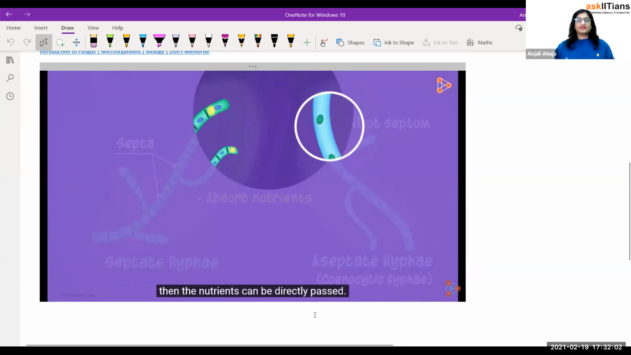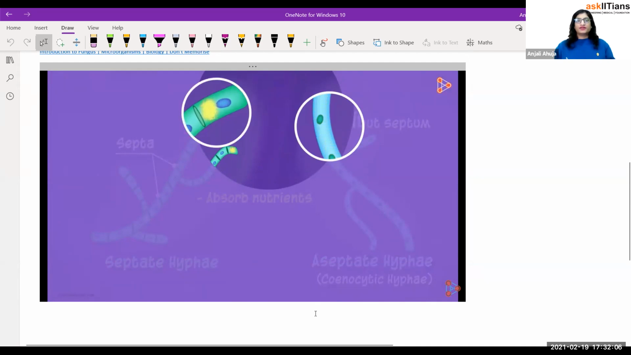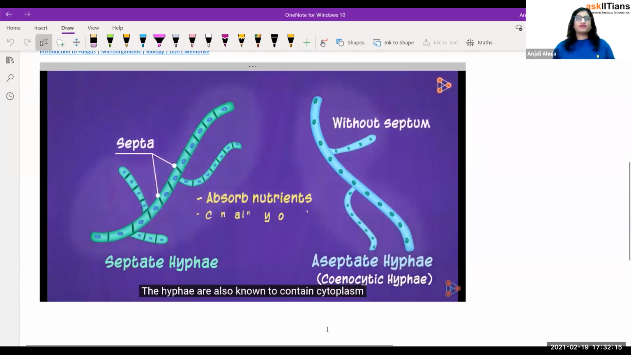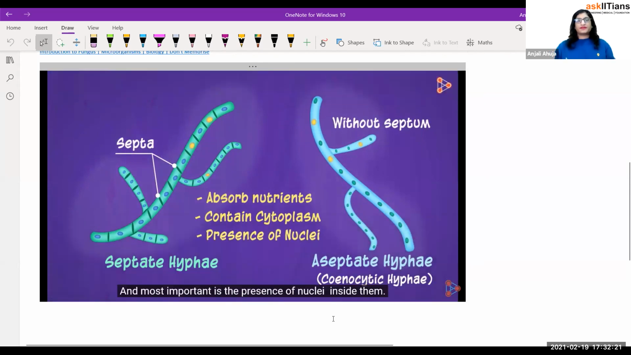So nutrients can be directly passed. However, in septate hyphae, the case is different. Septa have small pores, and the nutrients move through the pores in the cross walls. But anyhow, they're being absorbed. I don't think that information is required right now, but it's being shown. Genetic material of the fungus is locked in the nucleus of the hyphae.